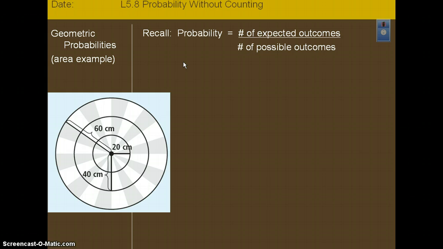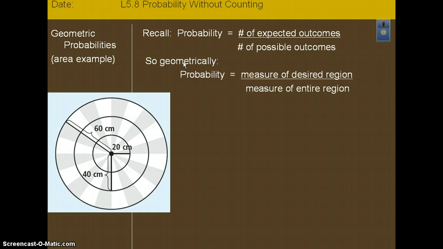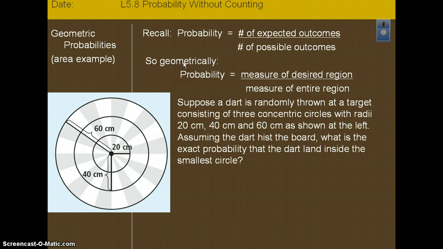Please recall that probability is the number of expected outcomes out of the total possible outcomes. So geometrically, what we're looking at is the measure of the desired or expected region out of the measure of the entire region. For this next example, we're talking about randomly throwing a dart at this target over here. It consists of 3 concentric circles with radii of 20 centimeters, 40 centimeters, and 60 centimeters, as you can see here in the diagram.